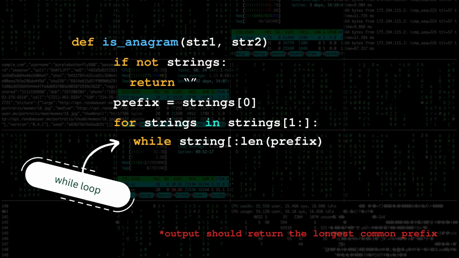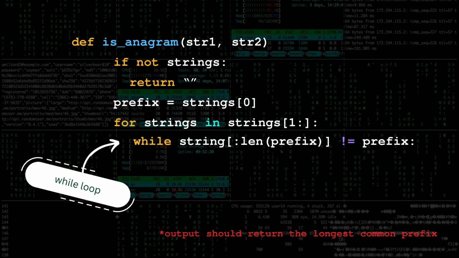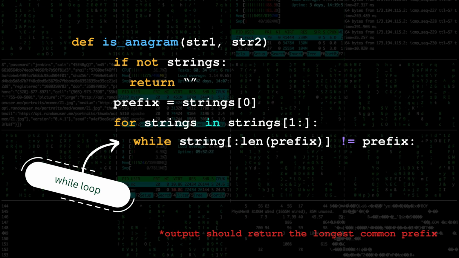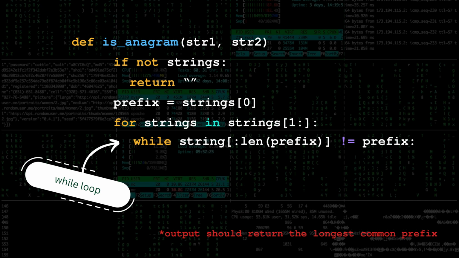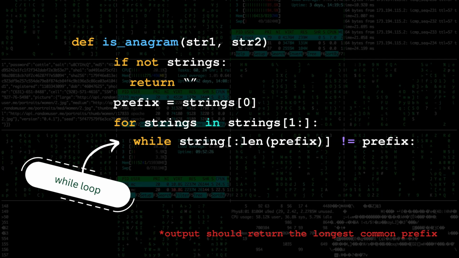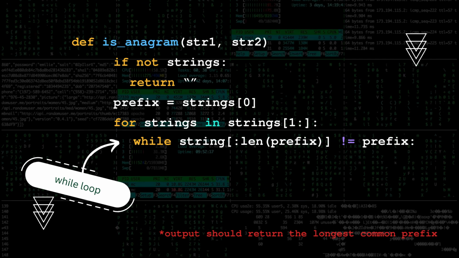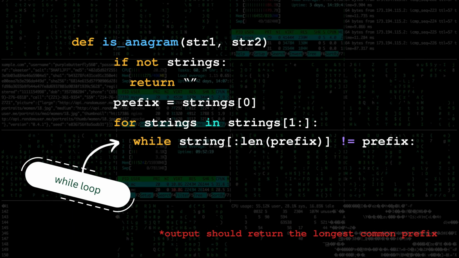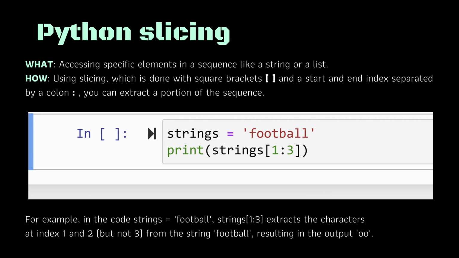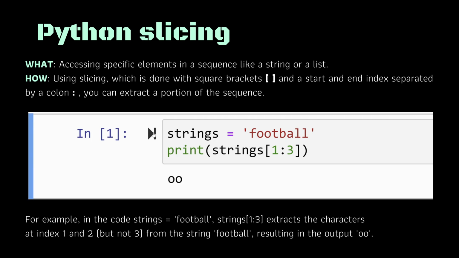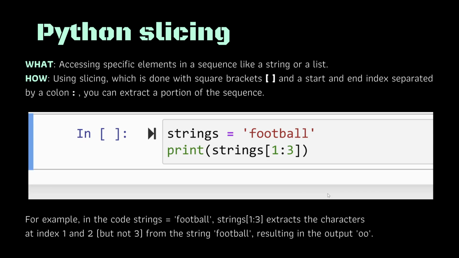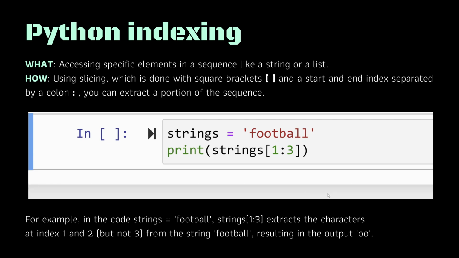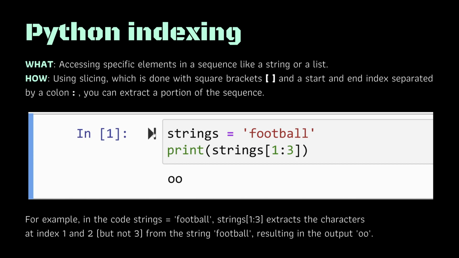Inside the loop, we use a while loop to compare the prefix with the current string. Just like Barcelona players doing tiki-taka in the MSN years, passing the ball back and forth until they reach the goal. We use slicing to get a portion of the current string that is the same length as the prefix. Slicing in Python is done using square brackets with a start and end index. Python uses zero-based indexing, which means the first element is at index 0. For example, string[1:3] would return the characters at index 1 and 2 of the string.